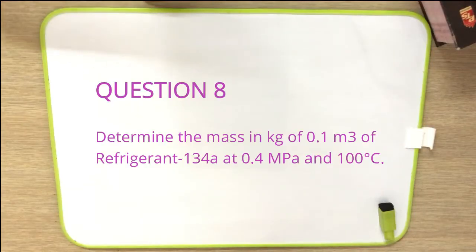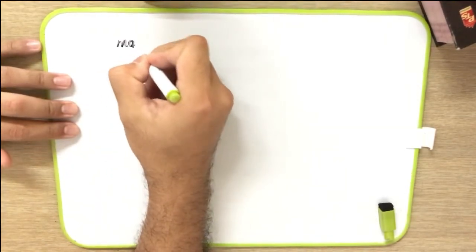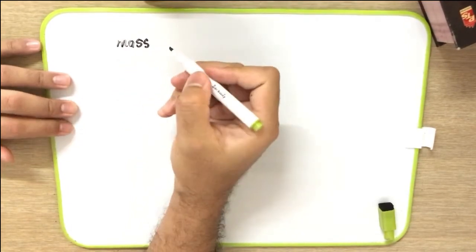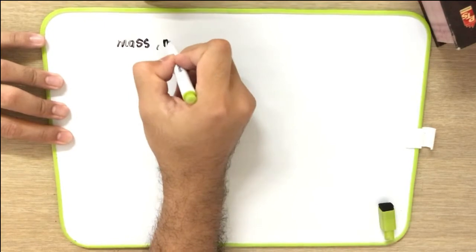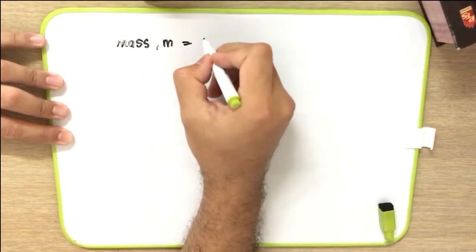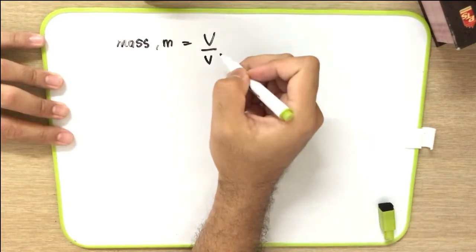So next, question number 8. Determine the mass in kg of 0.1 meter cube of refrigerant 134A at 0.4 megapascal and 100 degrees C. So here we need to find the mass. So mass we can find through volume over specific volume.